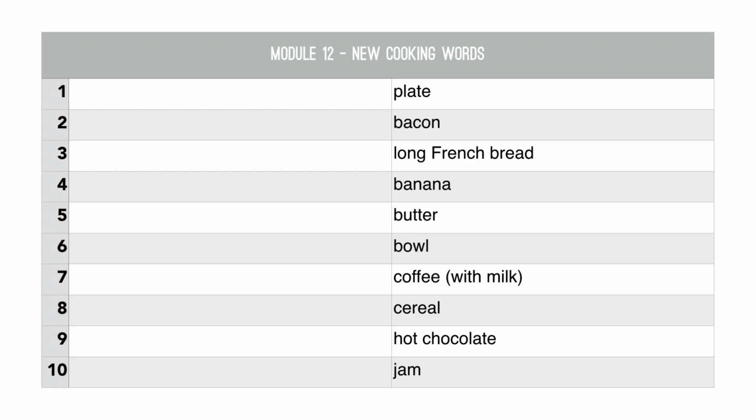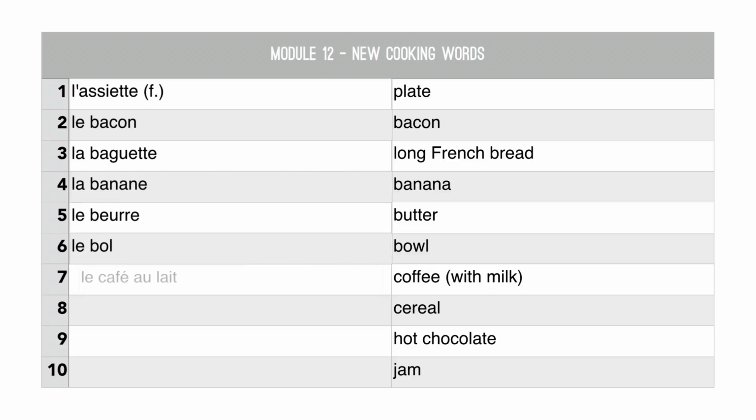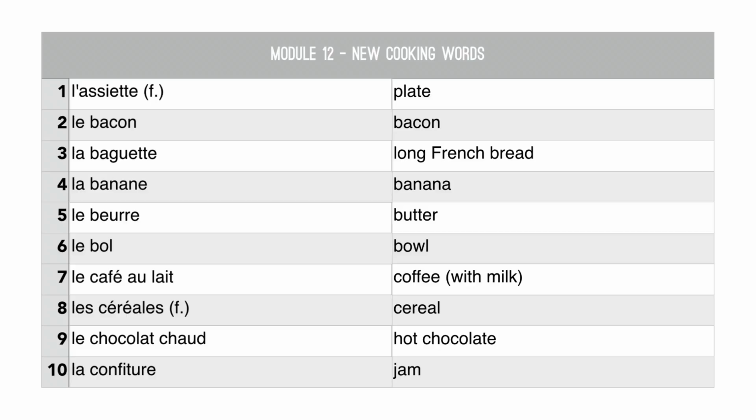All right, here are your new words for Module 12. These are all cooking words. I thought that would be fun. So now you can start learning about cooking in the kitchen and that sort of thing. L'assiette, le bâton, la baguette, la banane, le beurre, le bol, le café au lait, les céréales, le chocolat chaud, la confiture.